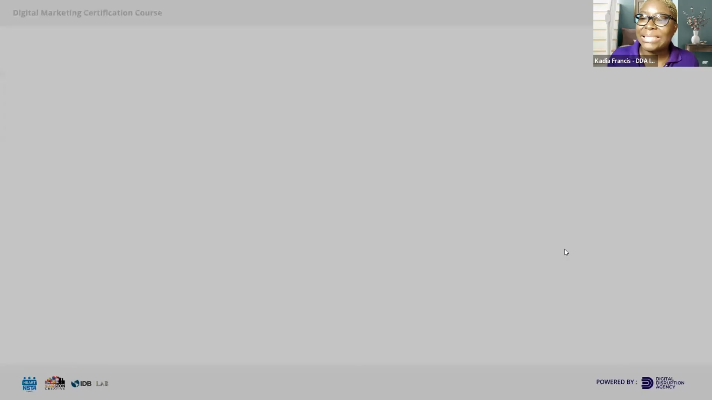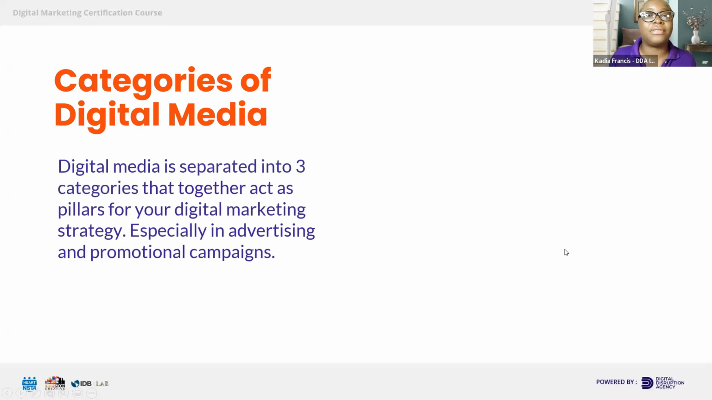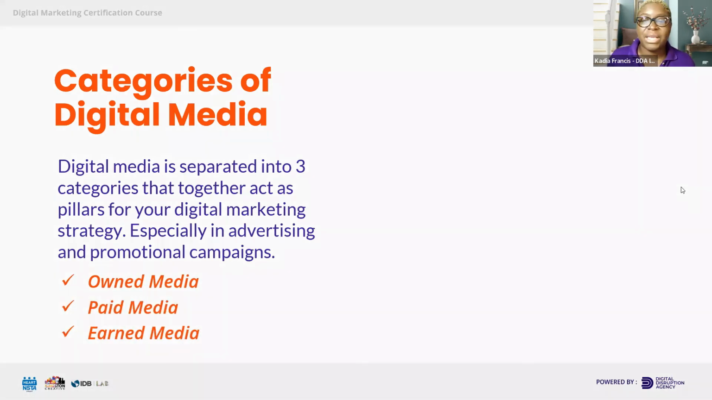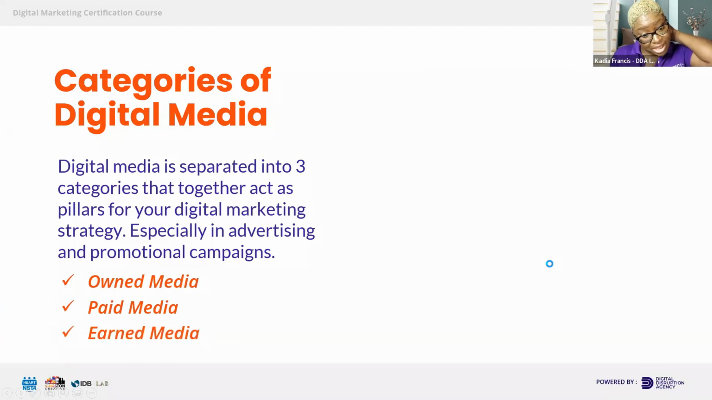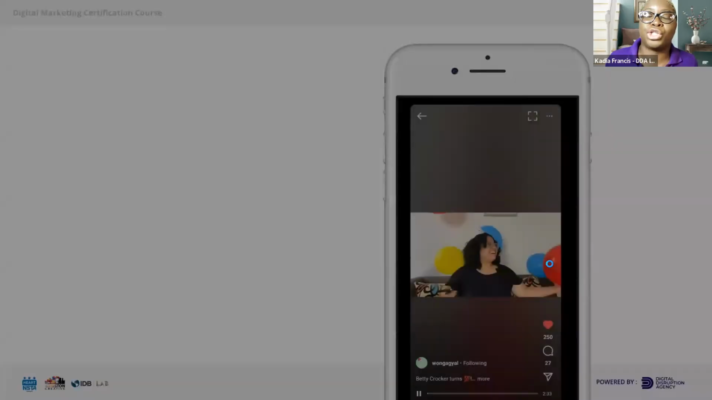There are three particular categories of digital media. Again, this is for the specific purpose of digital marketing, guys. These categories act as pillars for your digital marketing strategy, especially when we talk about advertising and promotions, right? So we're talking about owned media, paid media, and earned media. We're going to look at them in turn.